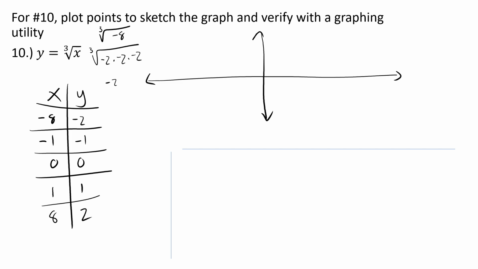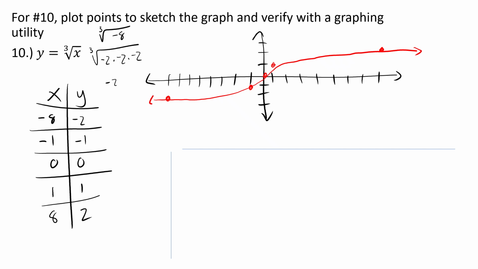But all right, so looking at this. So 1, 2, 3, 4, 5, 6, 7, 8. All right. So we have -8, -2. So it's going to be a point right there. And then -1, -1. We got the point 0, 0, the point 1, 1, and the point 8, 2. Okay, and so what it looks like is we have something like that going on.